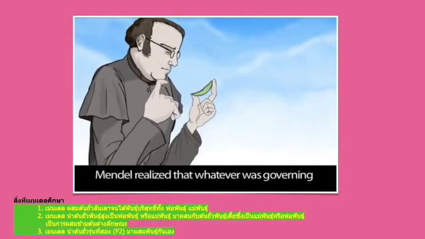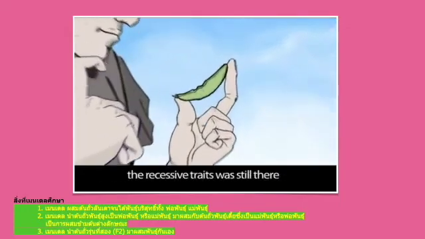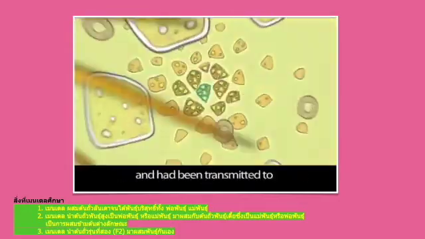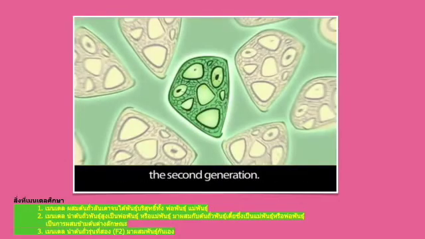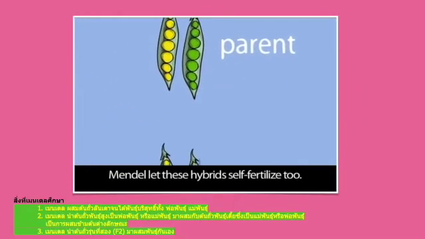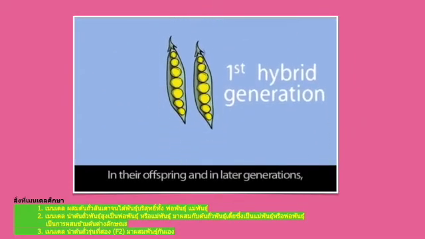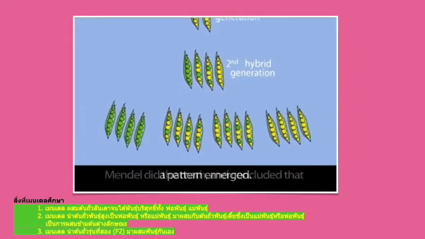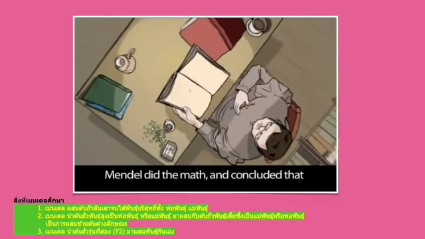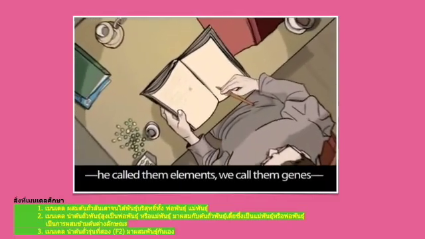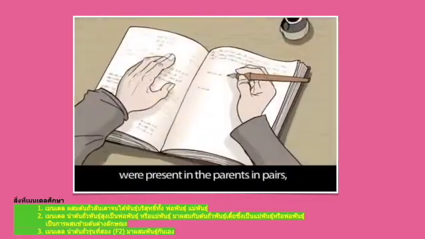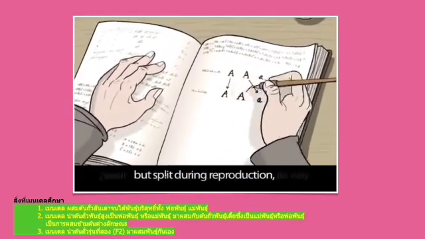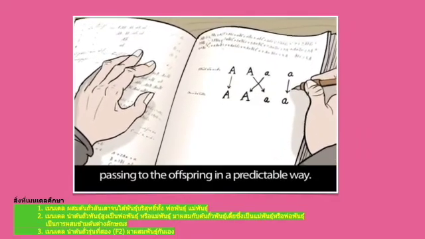Mendel realized that whatever was governing the recessive traits was still there in the first hybrids, deep down in their cells, and had been transmitted to the second generation. Mendel let these hybrids self-fertilize too. In their offspring and in later generations, a pattern emerged. Mendel did the math and concluded that whatever determined the traits, he called them elements, we call them genes, were present in the parents in pairs, but split during reproduction, passing to the offspring in a predictable way.